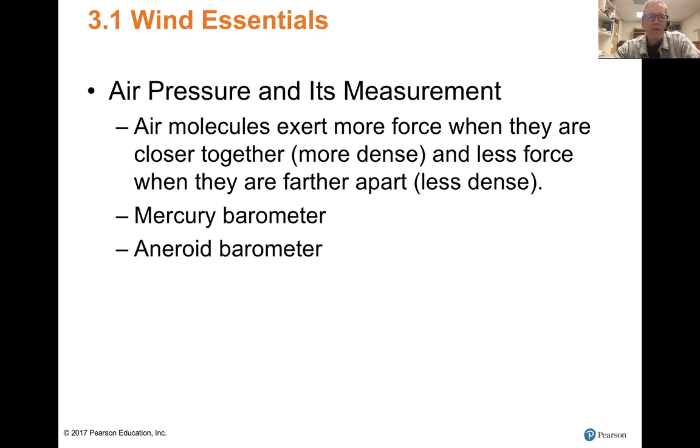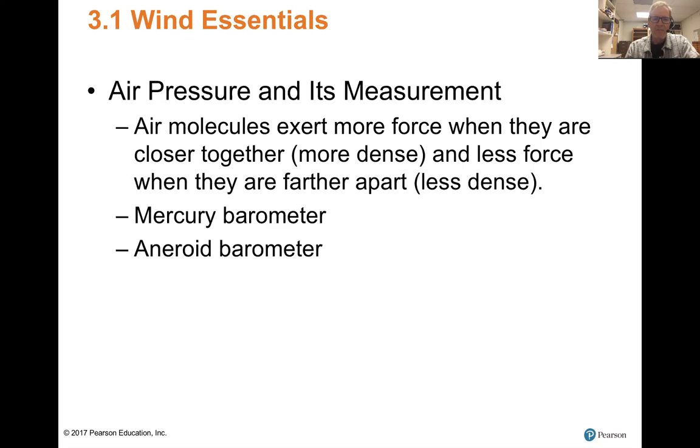Now, one thing that you need to understand about air pressure is it's the weight of the atmosphere pressing down onto the surface of the Earth. So it's the weight of all those molecules in the atmosphere pressing down onto the surface of the Earth. That's how we measure it. So when the molecules are closer together, meaning they're dense, they exert more force. When they are further apart, they would, of course, create less force because they're less dense.